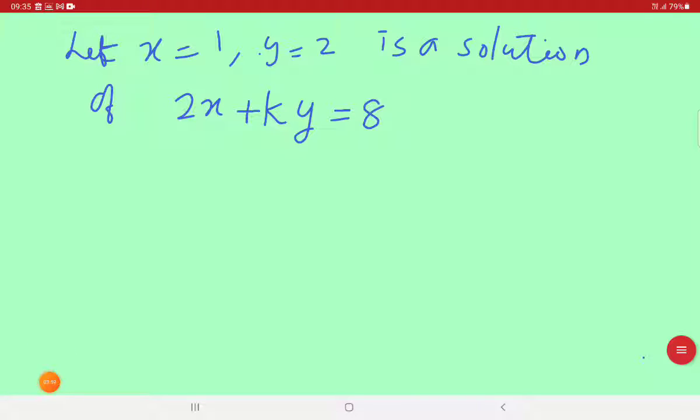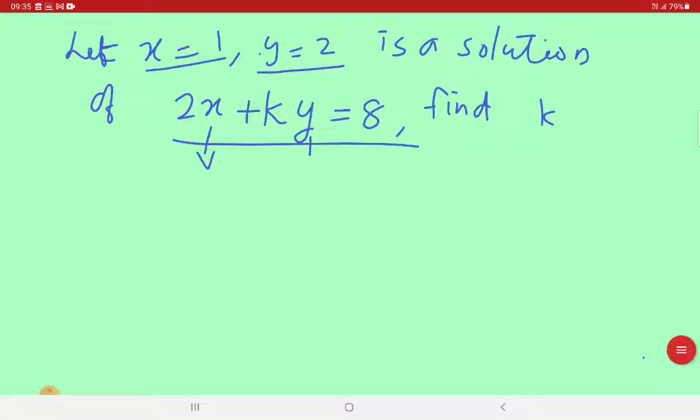Let us discuss another question. Let x equal to 1, y equal to 2 is a solution of the equation 2x plus ky is equal to 8. Then find the value of k. See, x equal to 1, y equal to 2 is a solution of this equation. That means if we replace x by 1 and y by 2, we will get the answer 8.